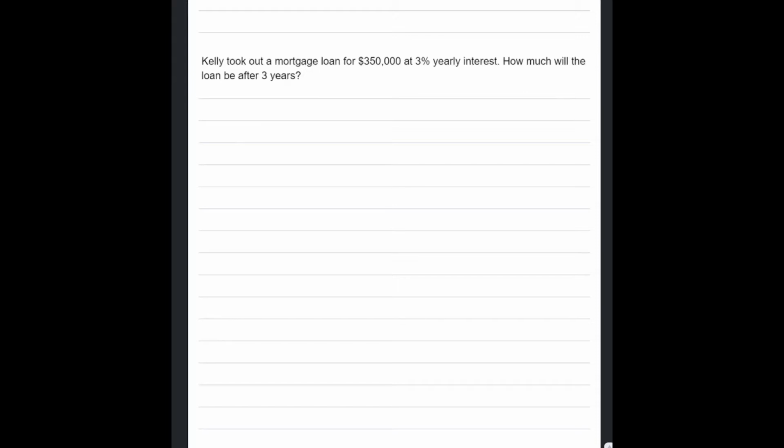This one says Kelly took out a mortgage loan for $350,000 at 3% yearly interest. How much will the loan be after 3 years? So how much will her loan be after 3 years? It was originally $350,000. And I know yearly interest means to add. Remember, when we pay interest, you pay more.